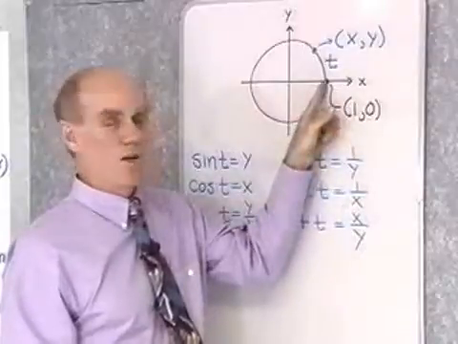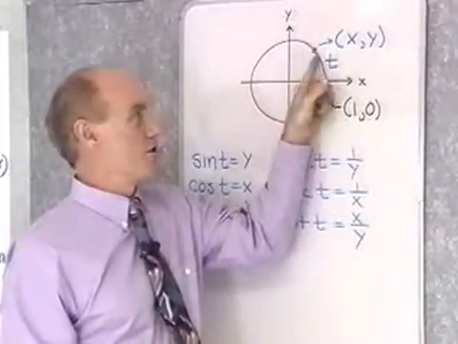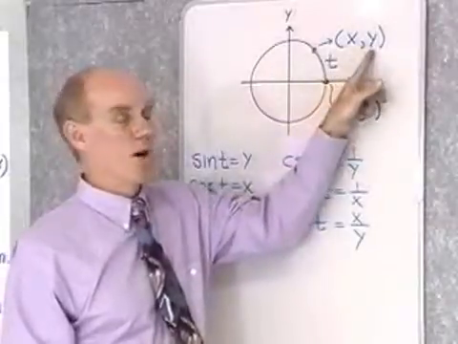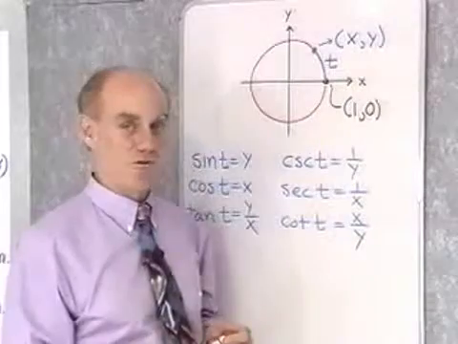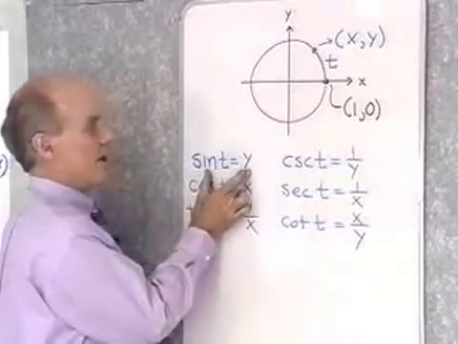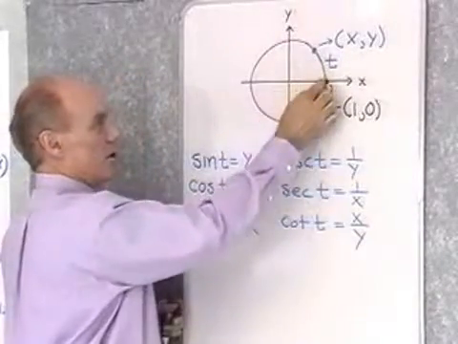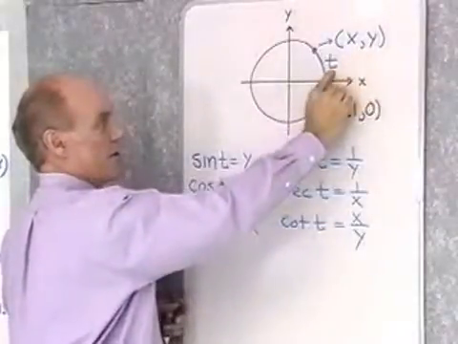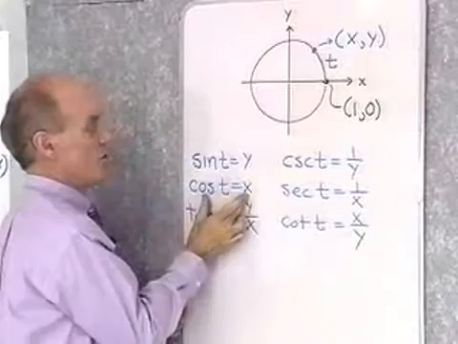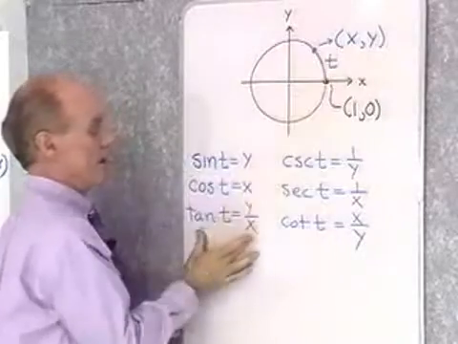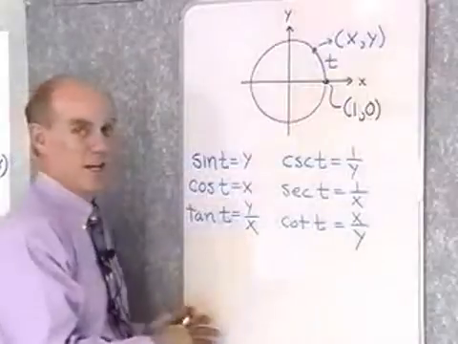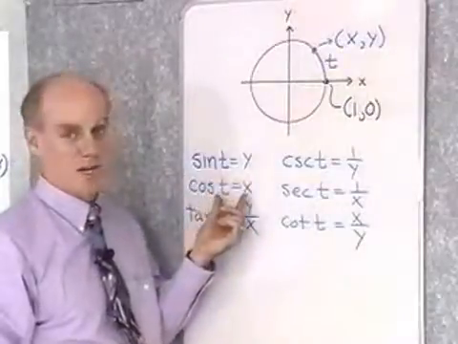Now, if I start at (1, 0) and I move t units along the circumference of the unit circle and end at any point whatsoever (x, y), then here are the definitions for the trigonometric functions. The sine of t, that is the sine of this arc length t, is equal to y. So that y coordinate is the sine of this arc length t. The cosine of t is equal to x, and the tangent of t is y divided by x.